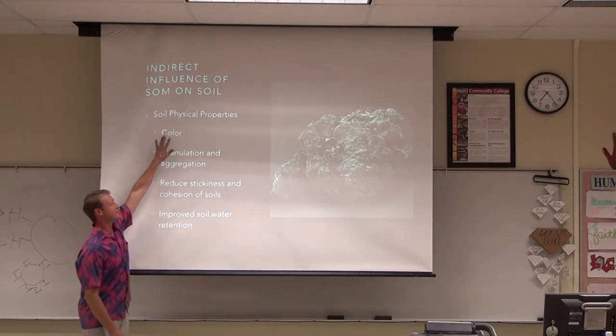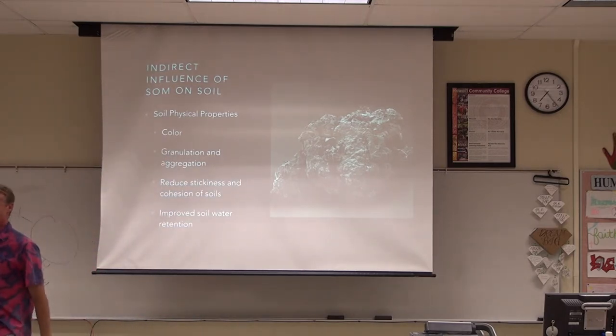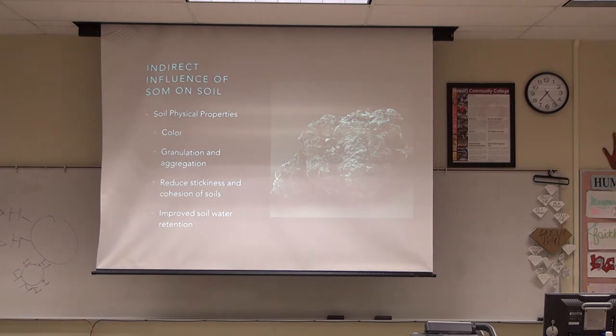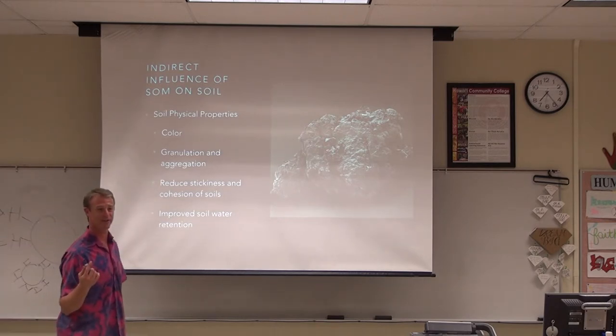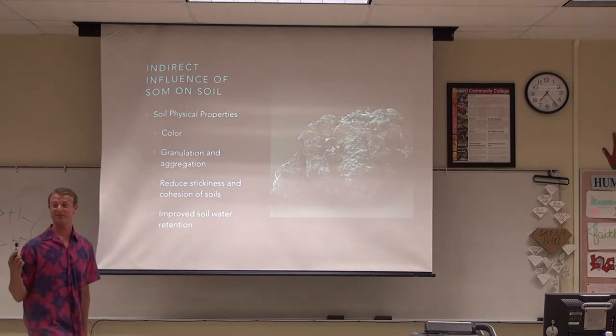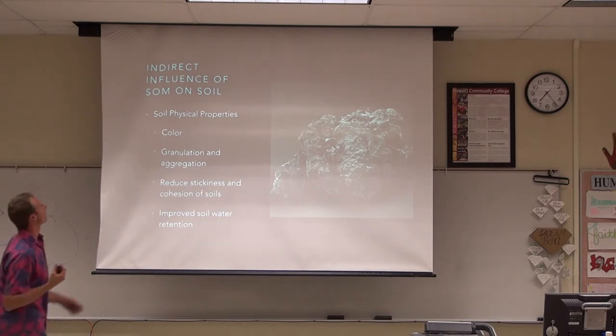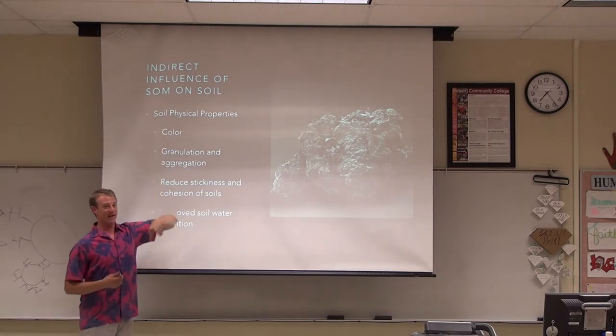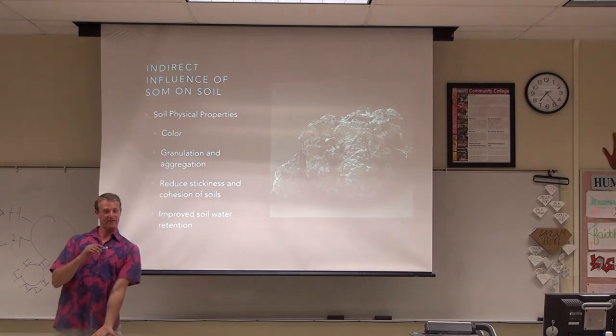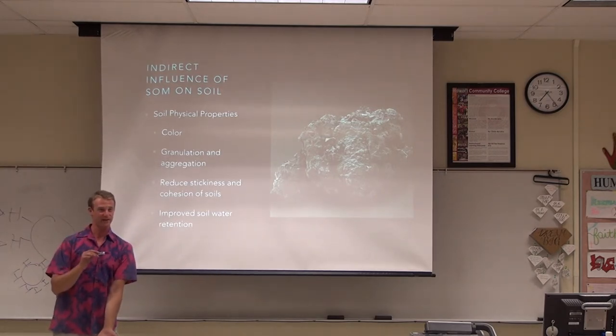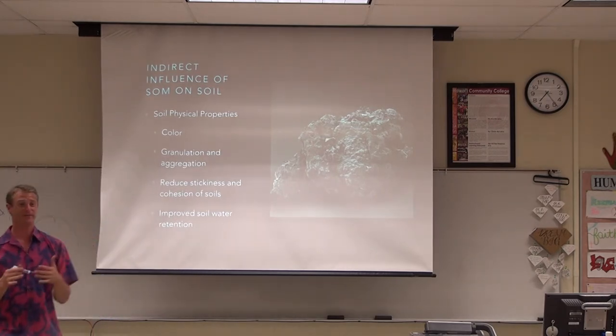Color. Color is a good indication of how much soil organic matter there is. In the last class, we learned that the darker the color, the more soil organic matter there is, the more humic substance. Remember I said humic is very dark colored, which is why you have the dark color in soil. Which is why in that zone of leaching, you have very white or yellowy colored material, because there is no humus in there.